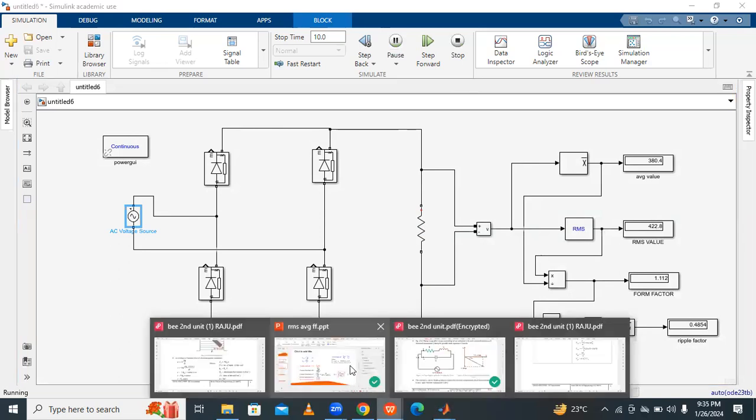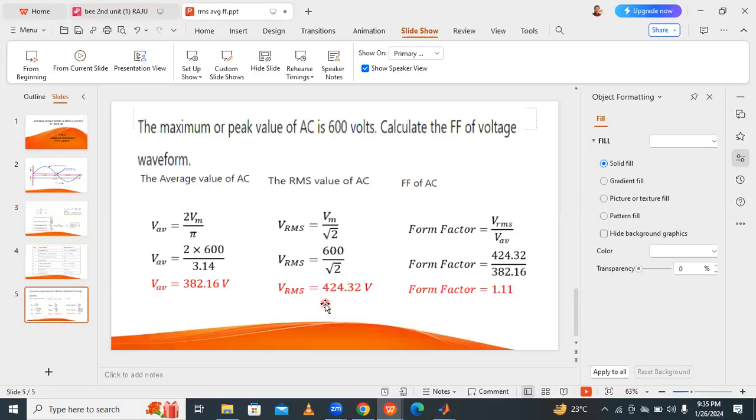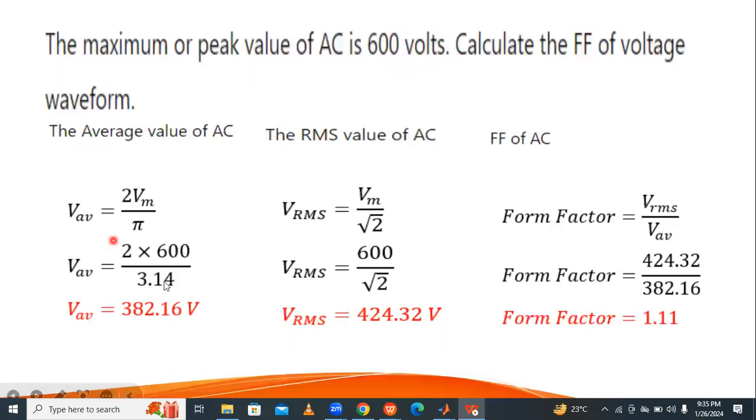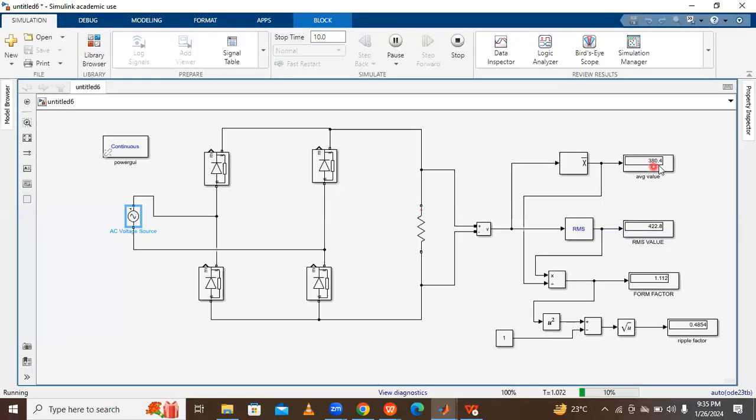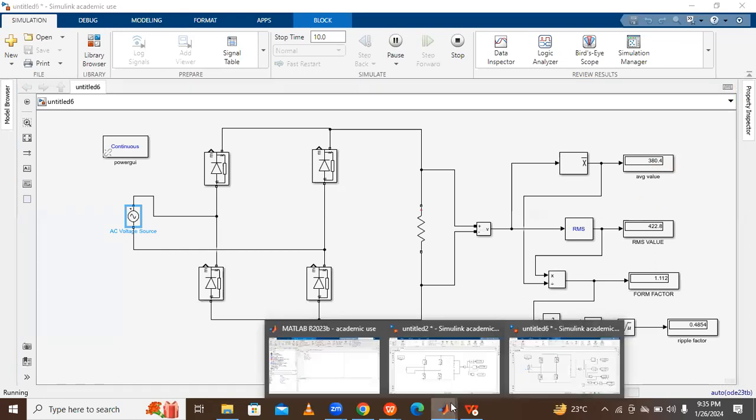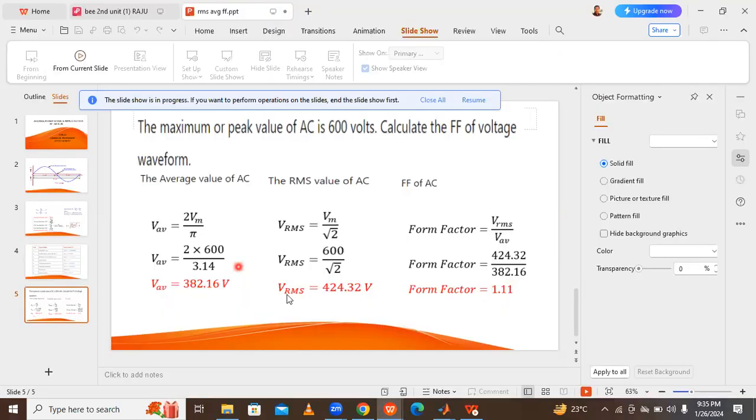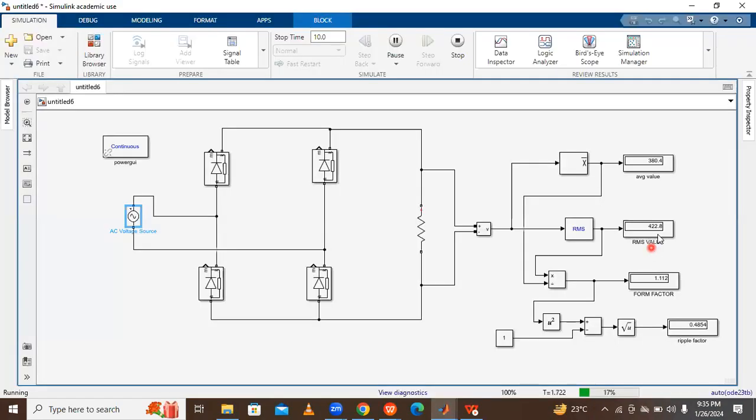So what are our results here? This is our average value, V average is equal to 382. Here the average value is 380.4, so approximately the same. Next, RMS value, V RMS is equal to 424. Here the result is 422.8, 423. So average value is verified, and RMS value is also verified.